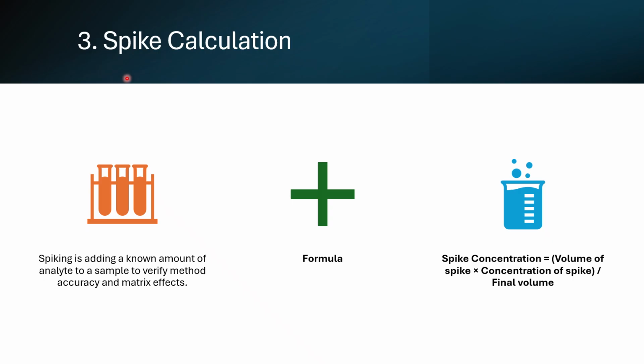Now let's learn about the third topic, that is spike calculation. Now spiking is adding a known amount of analyte to a sample to verify method accuracy and matrix effect. So the formula is spike concentration is equal to volume of spike into concentration of spike divided by the final volume.